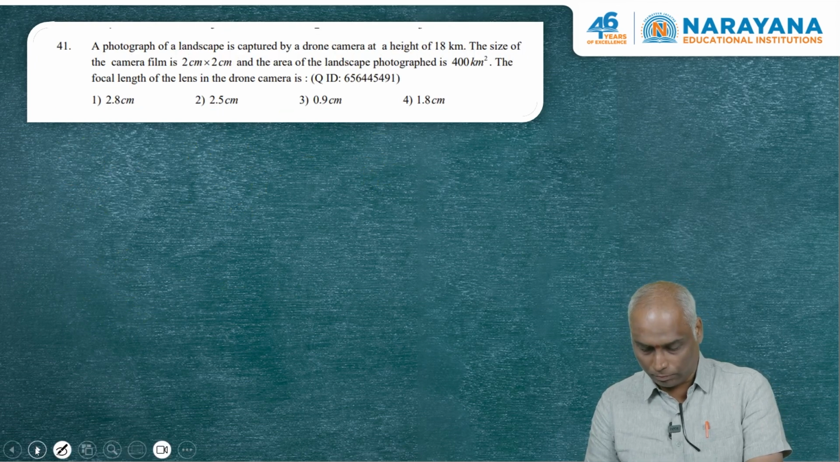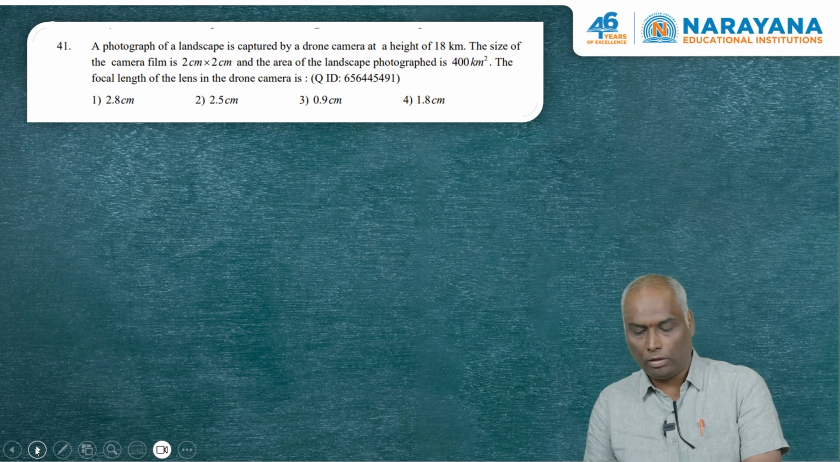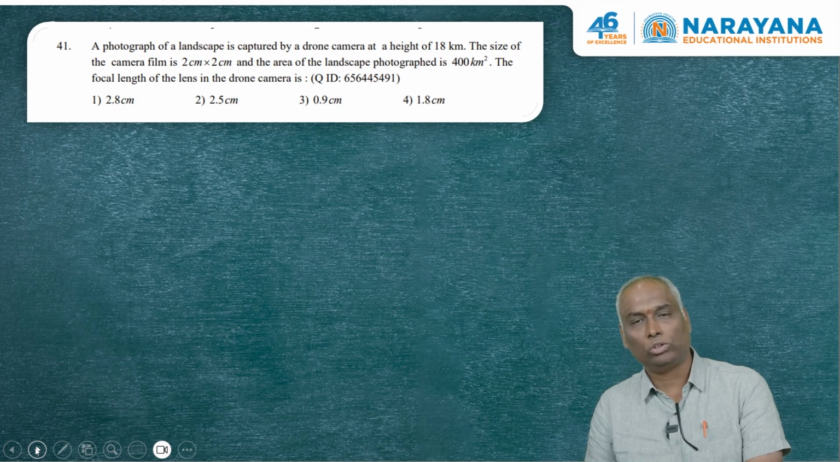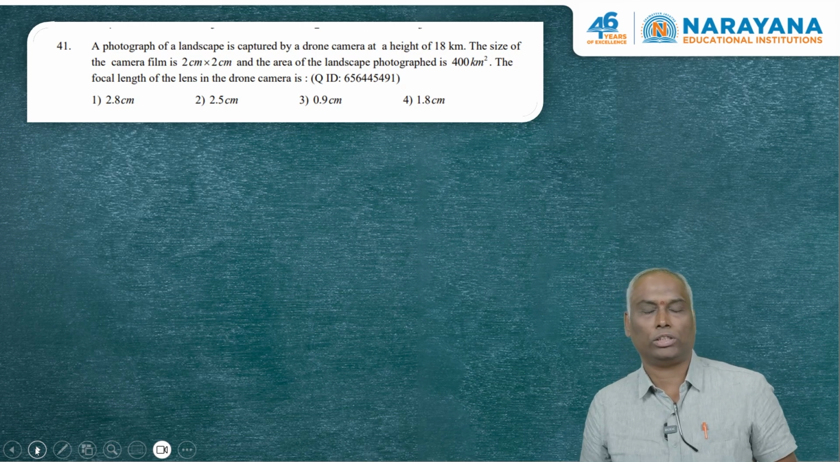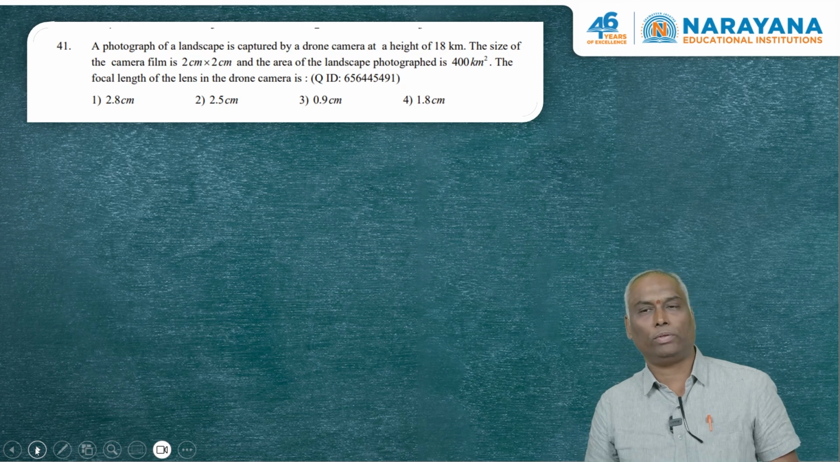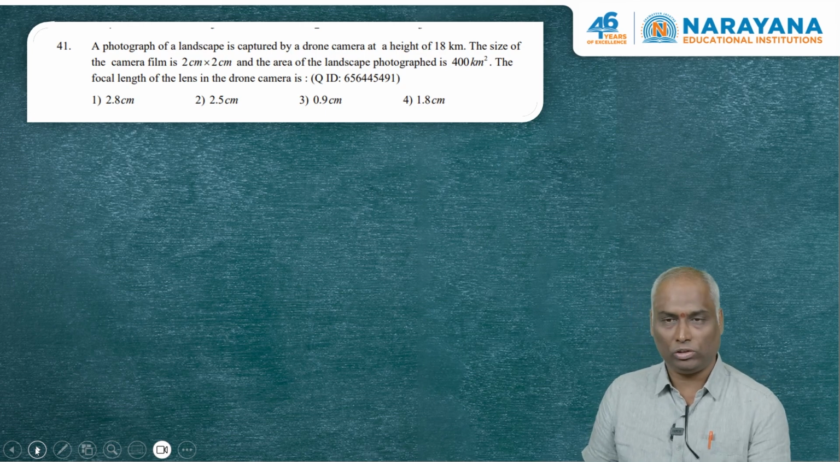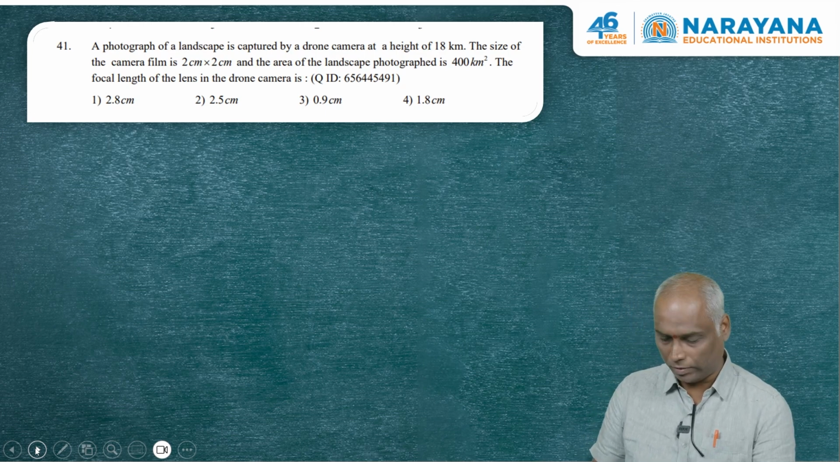Question number 41. A photograph of a landscape is captured by a drone camera at a height of 18 kilometers. The size of the camera film is 2 centimeter by 2 centimeter and the area of the landscape photographed is 400 kilometers square. The focal length of the lens in the drone camera is. Now because here the object is having a square shape and the film is also having a square shape, we can assume the object also to be having a square kind of shape.